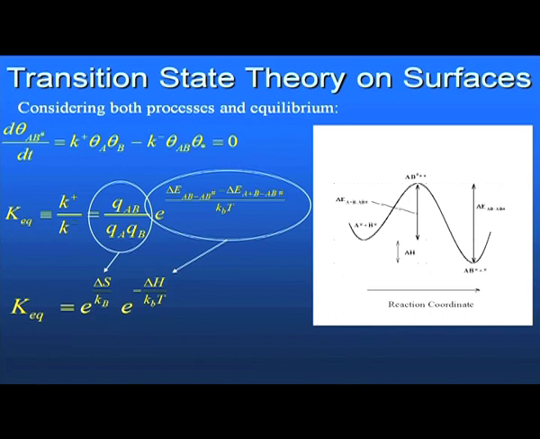Ultimately we compared this with the expression for the equilibrium constant, and we came to the conclusion that this QAB divided by QA and QB is your entropic term. So this pre-exponential term is related to your entropic term, and your exponential term is related to the energetic term and has some relation with your energy of activation.